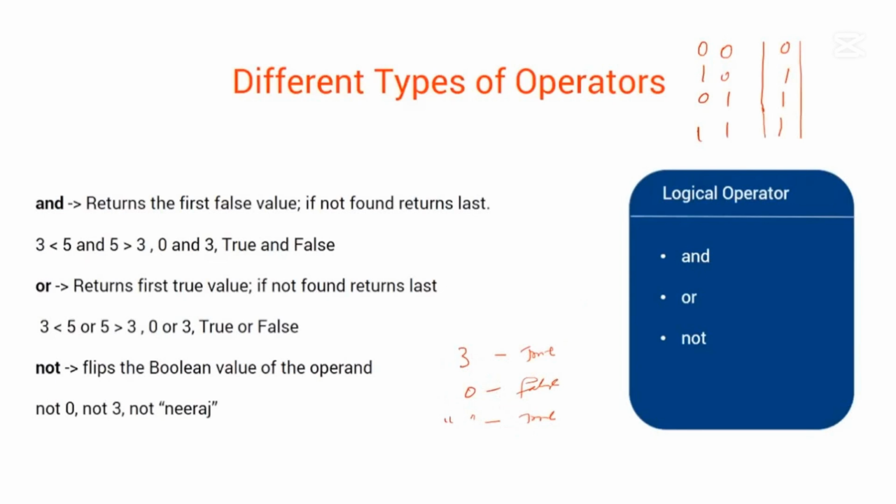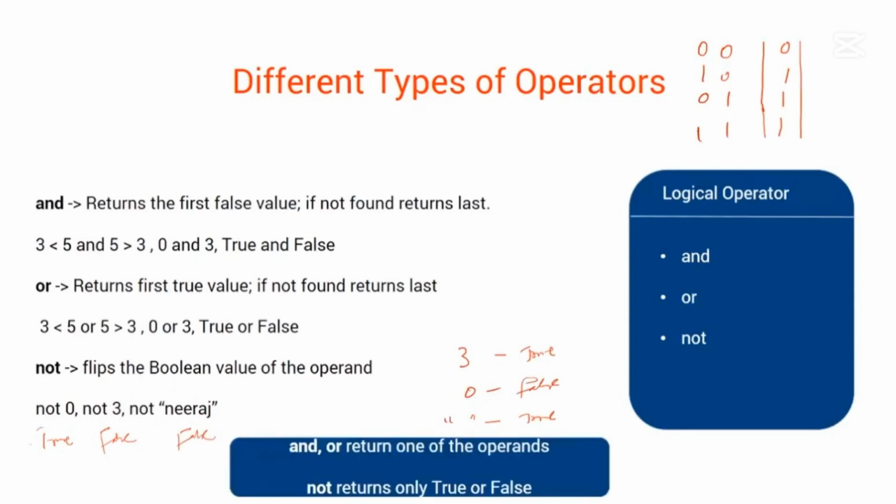Let's look at a few examples to understand this. When applying the NOT operator on 0, since 0 represents false and the NOT operator is supposed to flip the boolean value, the opposite of 0 or false is true. In the case of not 3, since 3 represents true, not true is false. Similarly, neither represents true, so not true is false. So care has to be taken that AND or OR returns one of the operands, as we saw in this case, while the NOT operator returns only true or false.